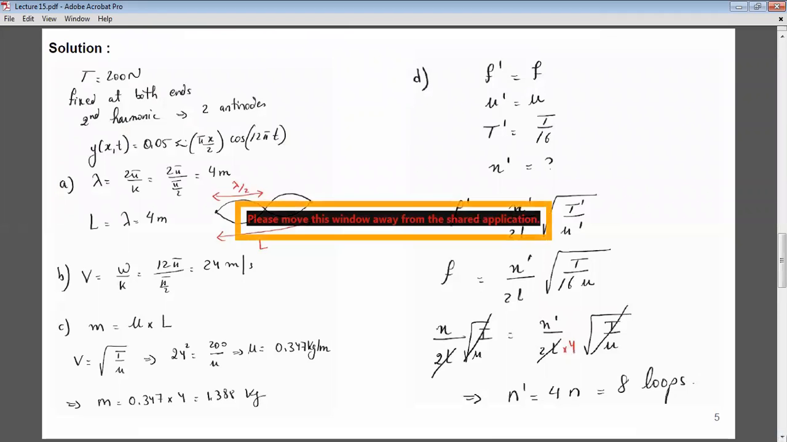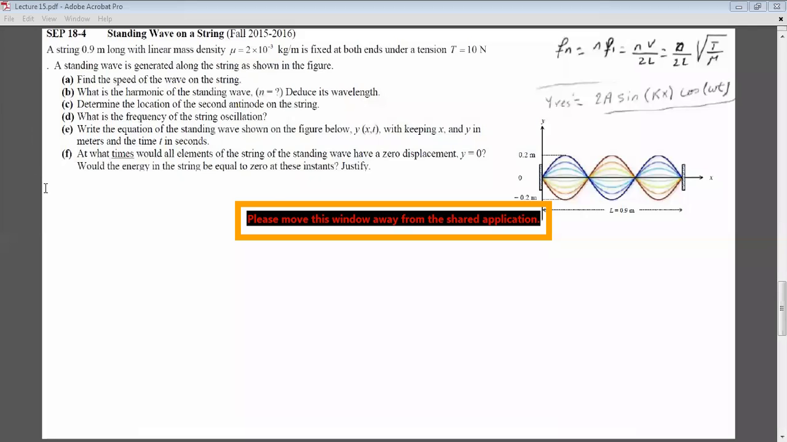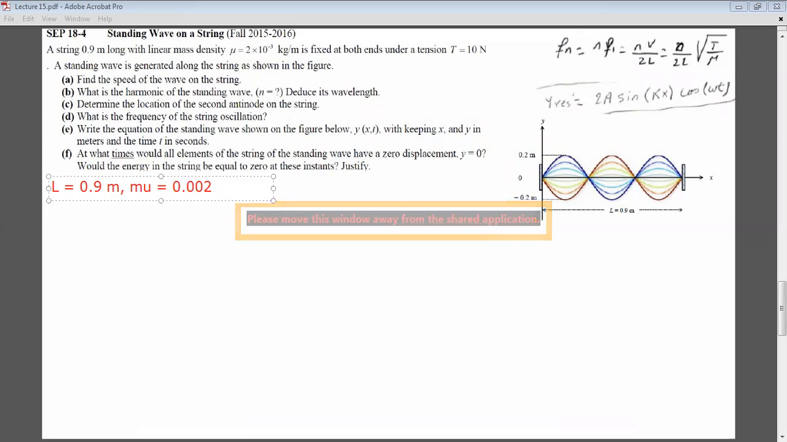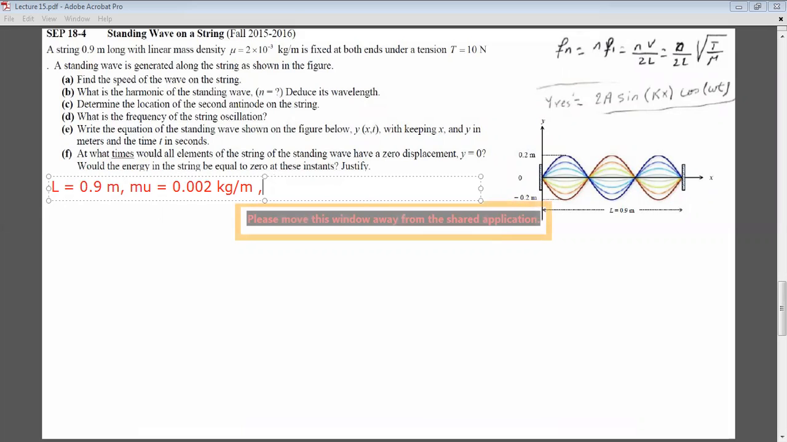This is the full solution here. Standing wave: a string of 0.9 meter long. So I have L = 0.9 meter, and I have the density mu is 0.002 kilogram per meter, fixed at both ends and under a tension of 10 Newton.